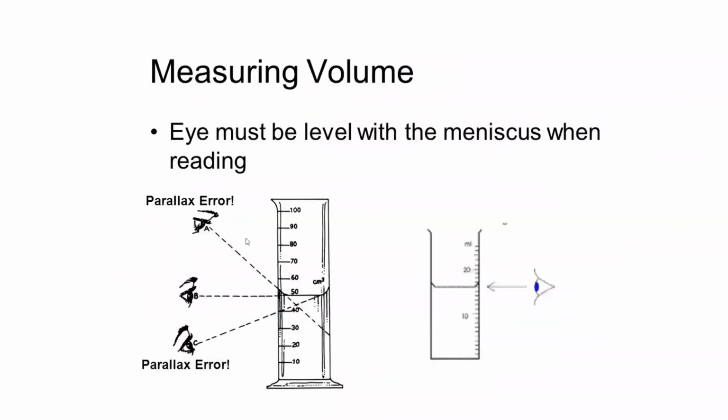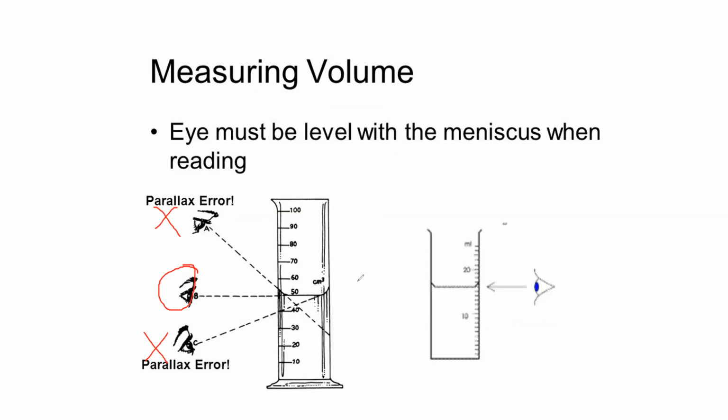Same thing when we are using a measuring cylinder, what precaution should we take? We should always look perpendicular to avoid a parallax error. So A is not the right position, C is also not the right position, B is the right position, and when we look from position B, we can avoid a parallax error.